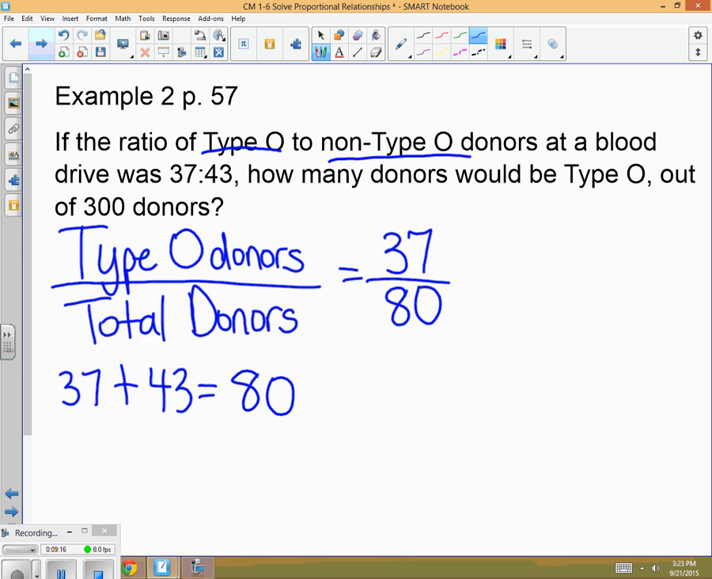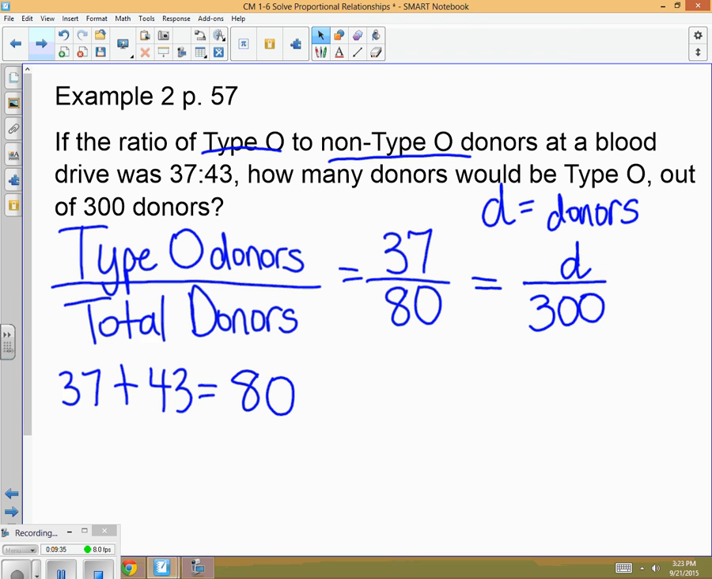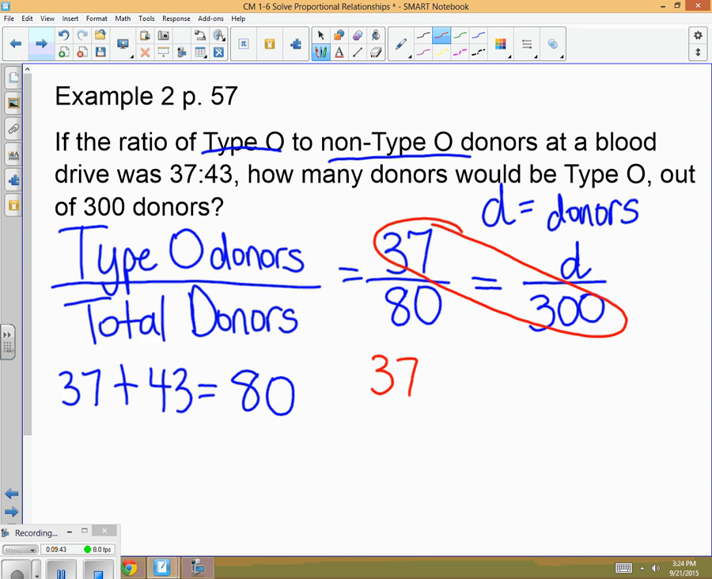So 37 out of 80 people are type O donors. Now it's asking you, how many donors would there be if there were 300 donors? So the total is now 300, but I don't know how many donors that would be. In this case, I'm going to call it D and let D stand for donors. In order to solve this proportion, we can go ahead and use the cross product method. Multiply 37 times 300. Bring down the equal sign. And then let's multiply 80 times D.